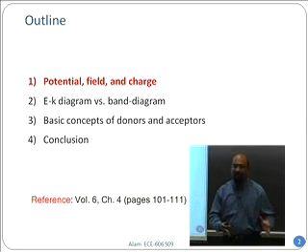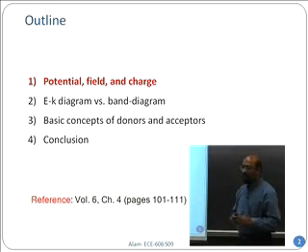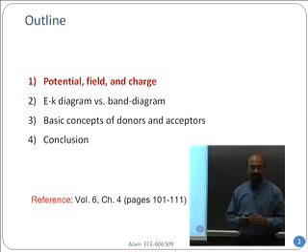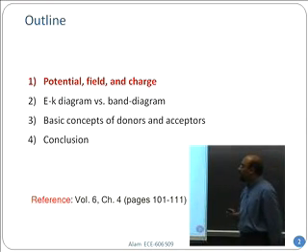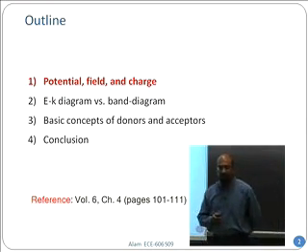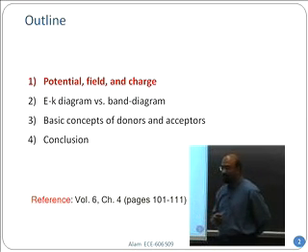If I take this table, there is an EK diagram for the table, right? In principle, for all electronic materials, there will be an EK diagram. But band diagram and EK diagram are not the same thing. A band diagram is position resolved information within the bulk. So one end of the table might have a different band diagram compared to the other end of the table. Then we'll talk about the basic concepts of donors and acceptors, why we need them, and finally conclude.